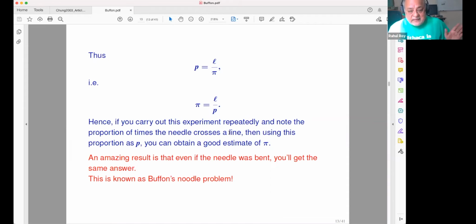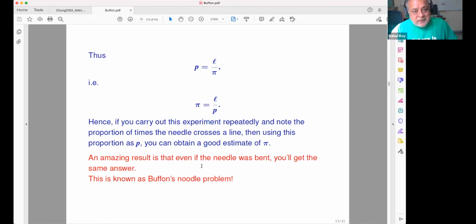Actually, an amazing result is that even if the needle was bent, so it need not be a straight needle. We were assuming that it was a straight needle like this, but it is not. Even if it's a bent needle, you'll get the same answer. And this is a much newer version of this. Because the Buffon's needle problem is very old, but when it's a bent needle, we call it the Buffon's noodle problem, because the noodle, as you know, is always bent.